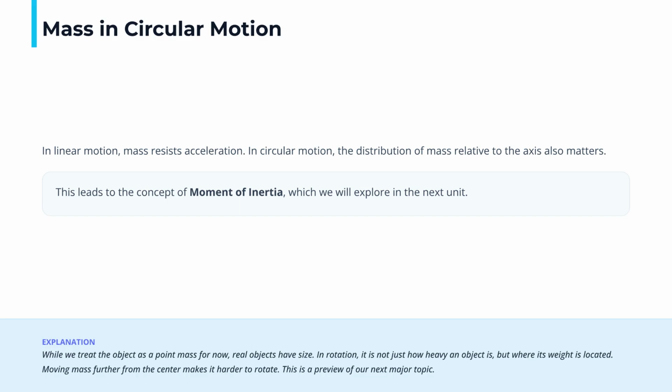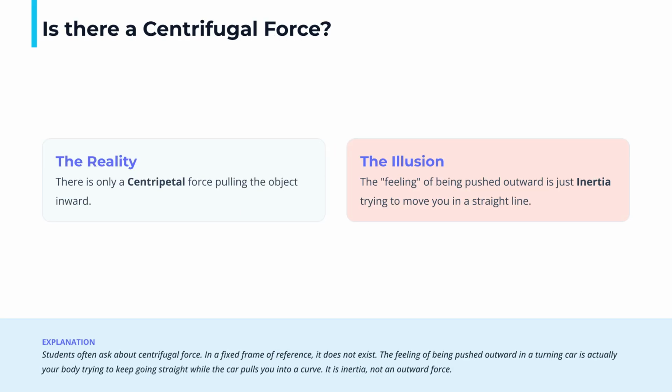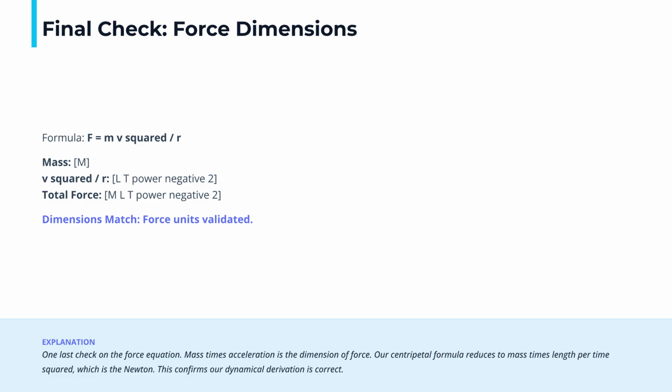While we treat the object as a point mass, in rotation, the distribution of mass relative to the axis also matters. Moving mass further from the center makes it harder to rotate, leading to the concept of moment of inertia. Students often ask about centrifugal force. In a fixed reference frame, it does not exist. The feeling of being pushed outward is inertia, your body trying to keep going straight while the car pulls you into a curve.